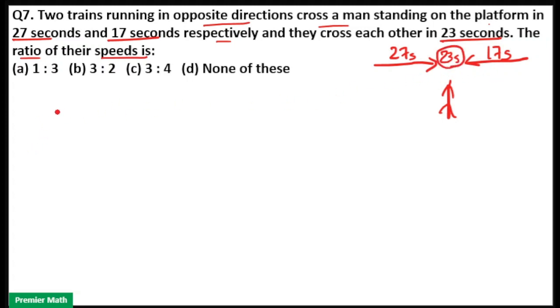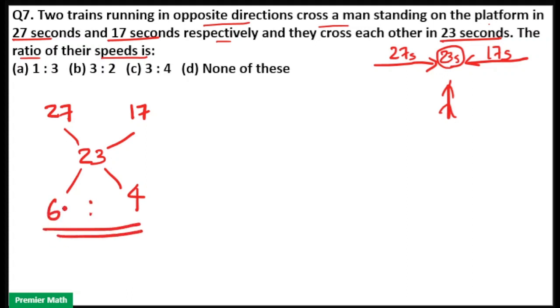Here if you use the alligation method, that is, first train crosses the man in 27 seconds, second train crosses the man in 17 seconds. Both the trains cross each other in 23 seconds. Then 27 minus 23 is equal to 4 and 23 minus 17 is equal to 6. So 6 is to 4 means 2 into 3 is equal to 6, 2 into 2 is equal to 4. 3 is to 2. Option B is your answer.